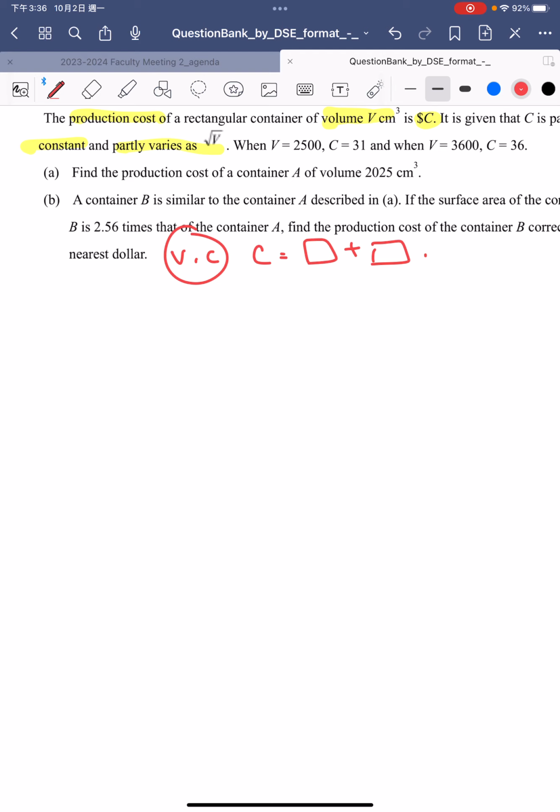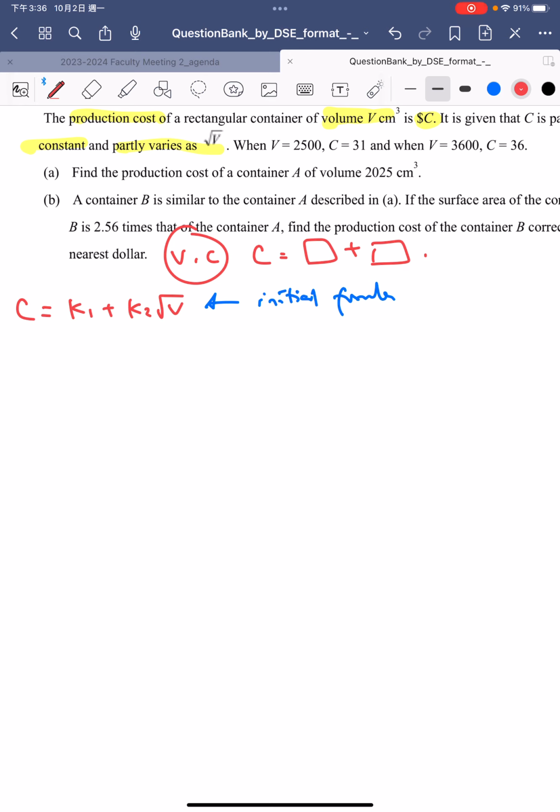Then we can write it properly to get C is equal to, the first part is constant, so we have k1, then plus the second part is the square root of V, so we have k2 times the square root of V. So this is our initial equation, or the initial formula, to link V together with C, but there's k1, k2 as the unknowns that we need to find out.